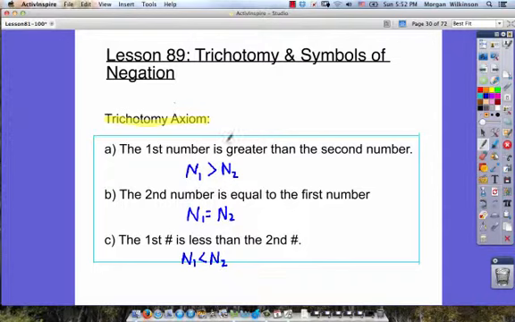Now, one thing to note here is whenever you're writing notes, think about how you're writing them to save yourself some time. This problem for part A says the first number is greater than the second number. Part B says the second number is equal to the first number. And in part C, I purposely did this. I said the first number with a symbol is less than the second number with a symbol.